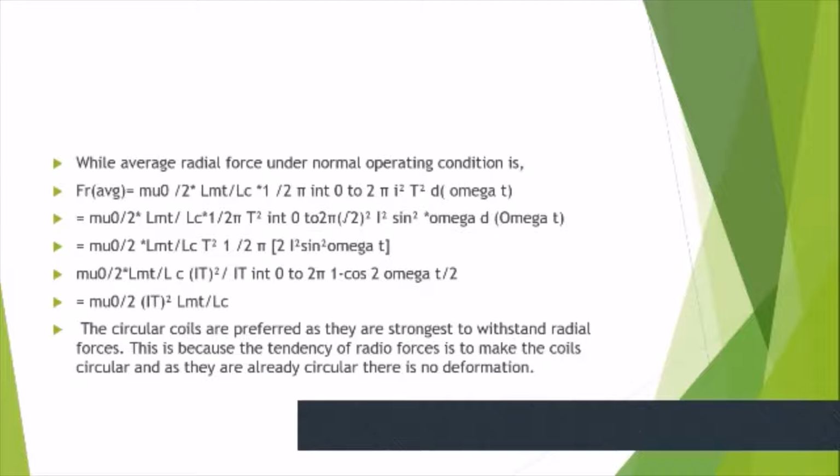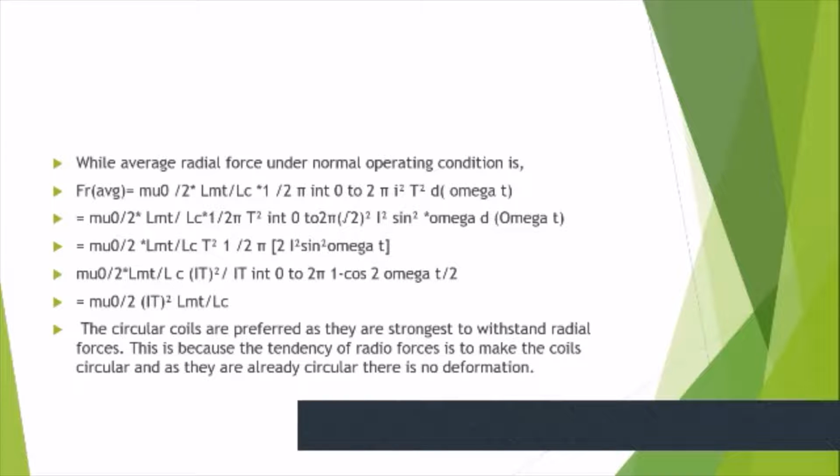So the circular coils are preferred as they are the strongest to withstand radial forces. This is because the tendency of radial forces is to make the coils circular, and as they are already circular, there is no deformation.